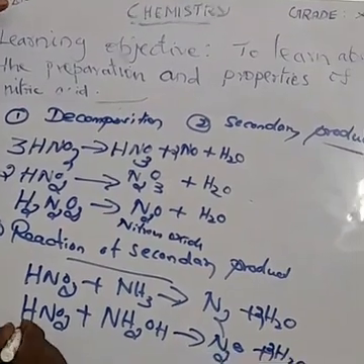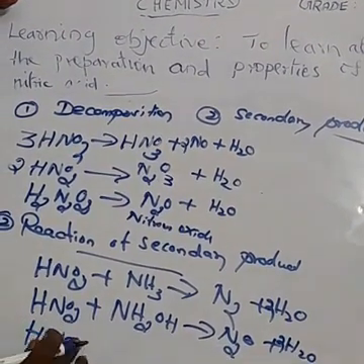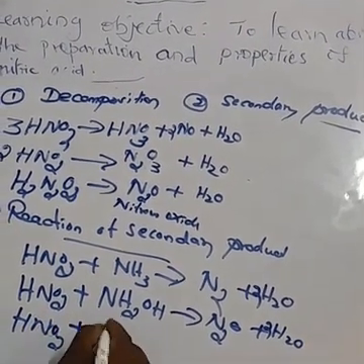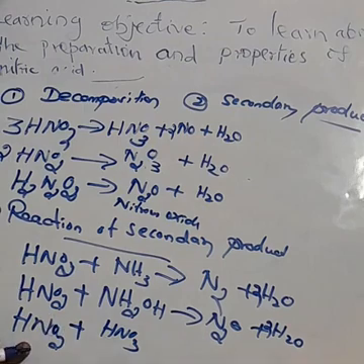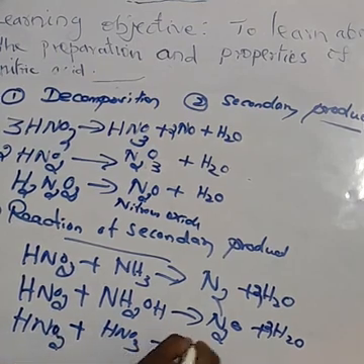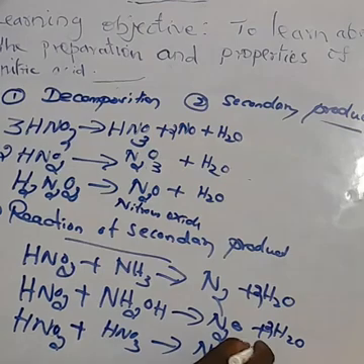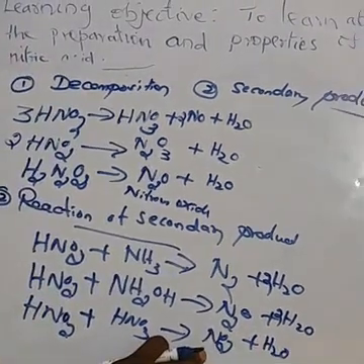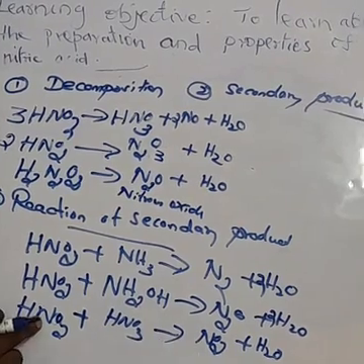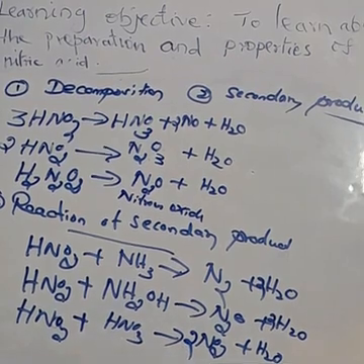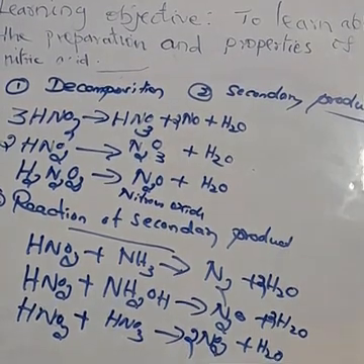Next, nitrous acid reacts with nitric acid to form NO2 plus H2O. What is NO2? Nitrogen dioxide. How can you balance the equation? Here we have 1 nitrogen, here 1 nitrogen, so make it 2 here. Now the equation is balanced. Am I right?